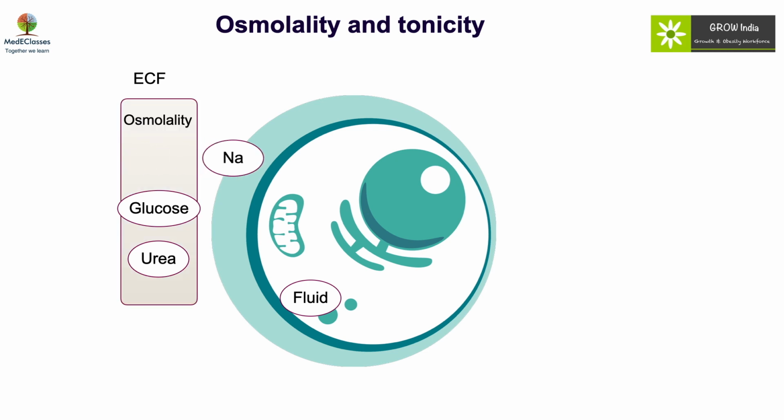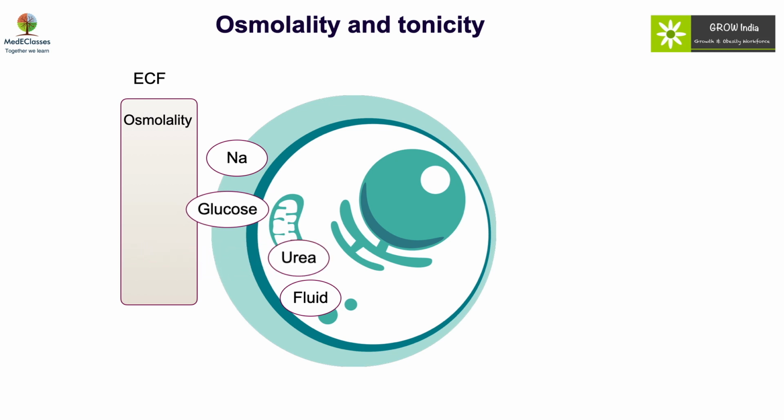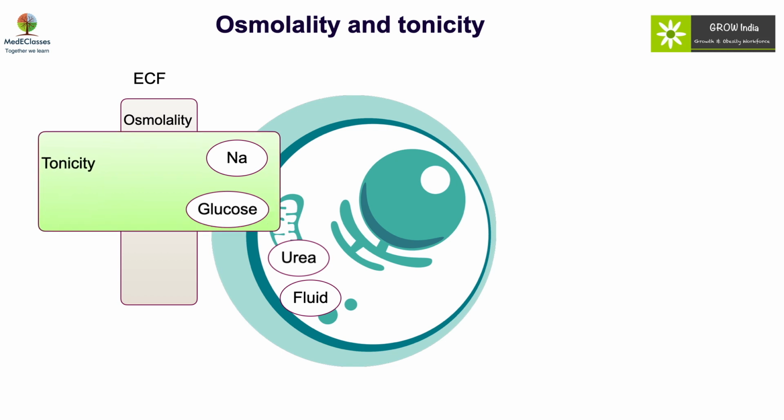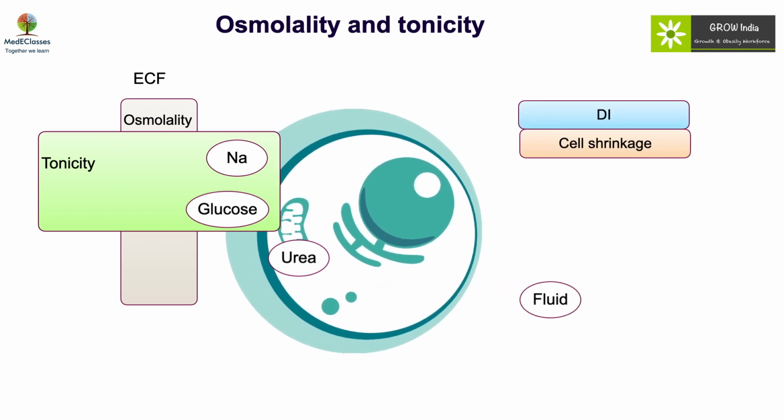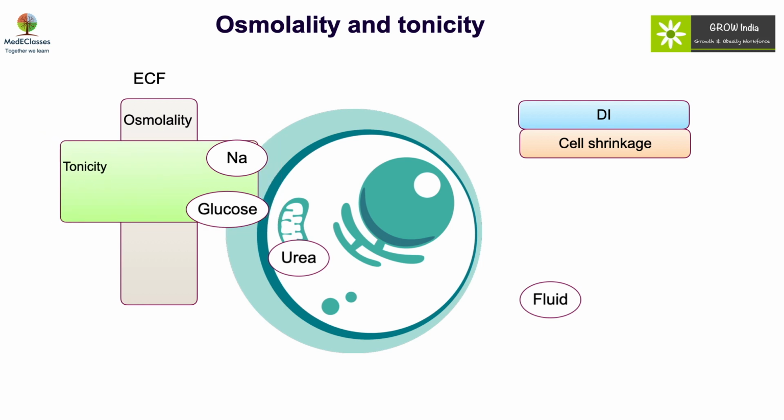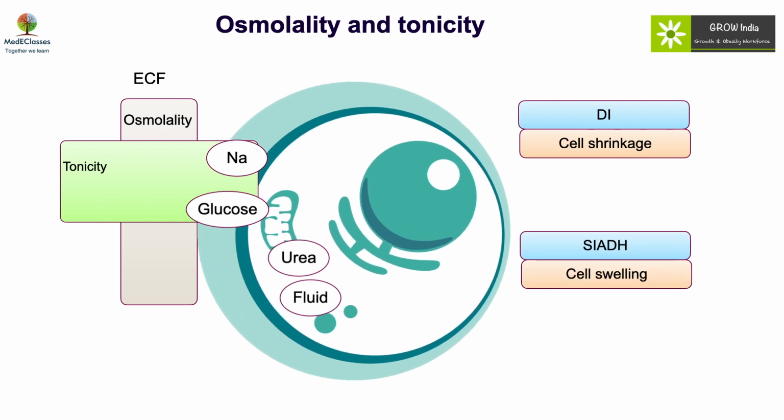However, urea is not an effective osmole because it passes through the plasma membrane equally, and therefore the tonicity of the plasma is largely maintained via sodium and glucose. Situations associated with increased tonicity will result in extrusion of fluid from the cells, causing cell shrinkage, predisposing in the setting of diabetes insipidus towards intraventricular hemorrhage, while those associated with a decrease in tonicity will result in fluid coming into the cells, causing swelling and cerebral edema in the setting of SIADH.